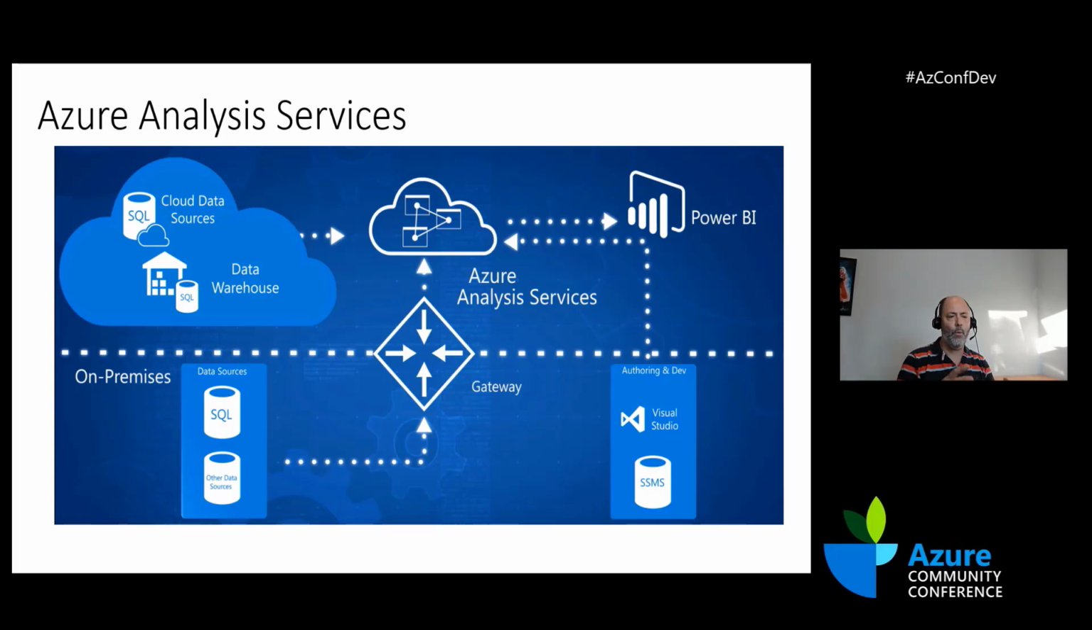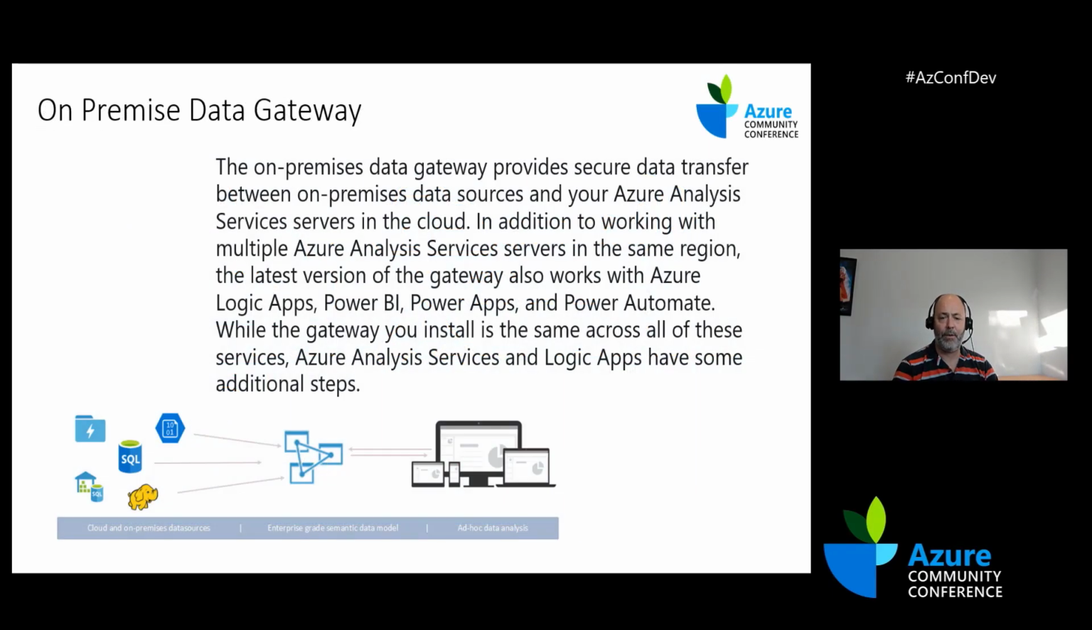Of course, when you work with Azure Analysis Services, you may need to work with data sources that you have on-premises. And for that, Microsoft has a component called the On-Premises Data Gateway. Right? This is a piece of software that you install on a dedicated host in your network, and then it gets registered into Azure. What it allows is for Analysis Services to get access directly to your sources on-premises.